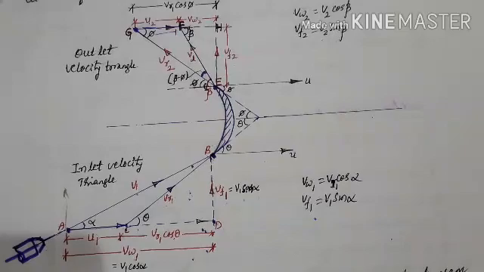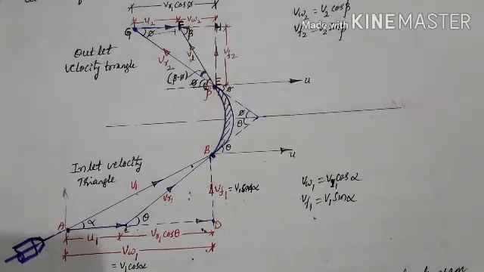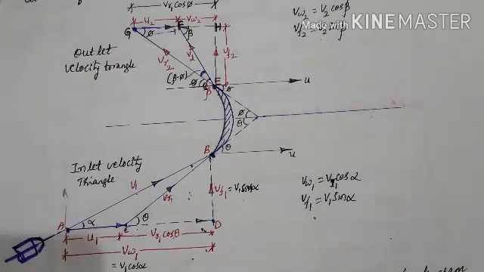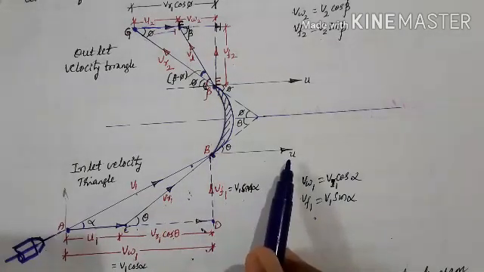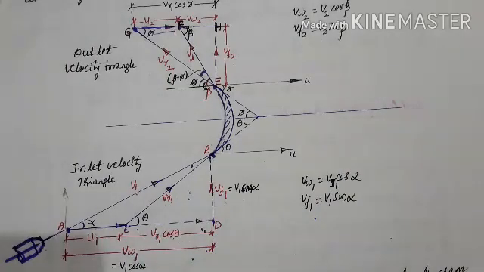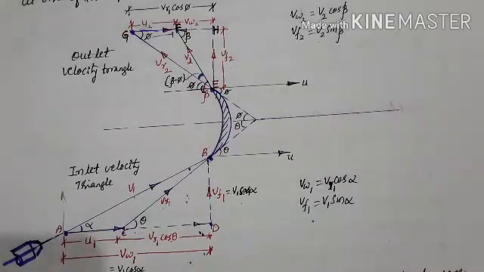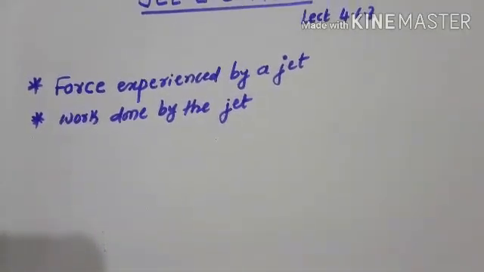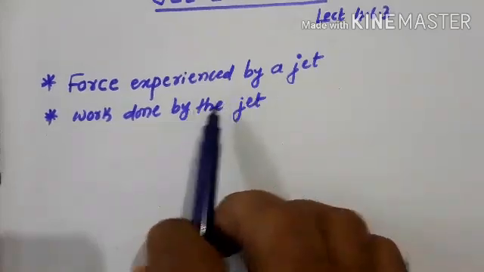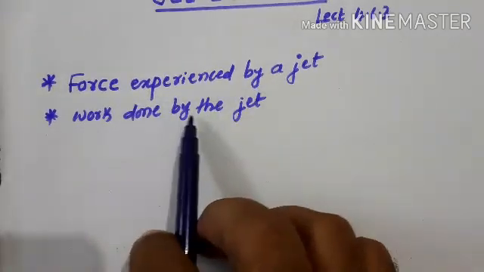the velocity of the fluid, and the vector nature of the velocity is utilized in this triangle. The most basic form of velocity triangle consists of the absolute velocity v, the relative velocity vr, and the blade velocity u. We discussed the construction in the previous lecture, so please go through that lecture and try to understand it. After construction, we see how the force experienced by the jet and work done by the jet can be calculated.